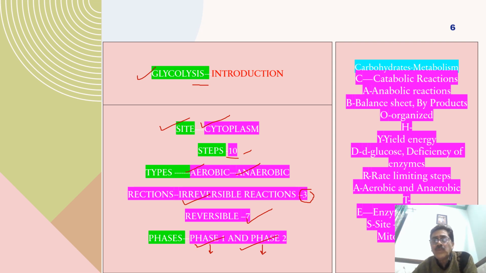Now metabolism, we can say briefly, involves catabolic reactions and anabolic reactions, there has to be some balance sheet, byproducts are generated, it is an organized pathway, it yields energy, D-glucose is involved, enzymes are involved, and there could sometimes be deficiency of these enzymes. Certain steps are very important, known as rate limiting steps. They could be carried out under aerobic or anaerobic conditions.